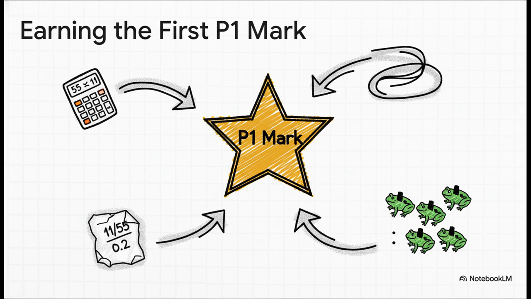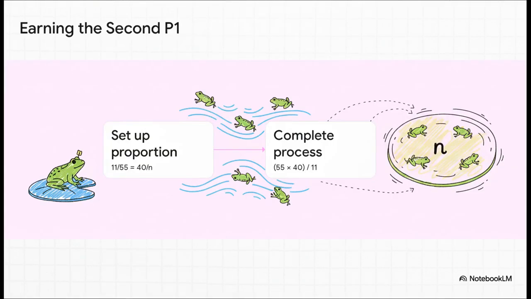Or you could use a fraction like 11 over 55. Or you could even set up a ratio of tagged frogs to untagged ones. Any of those starting points get you that first mark. You're on the scoreboard.